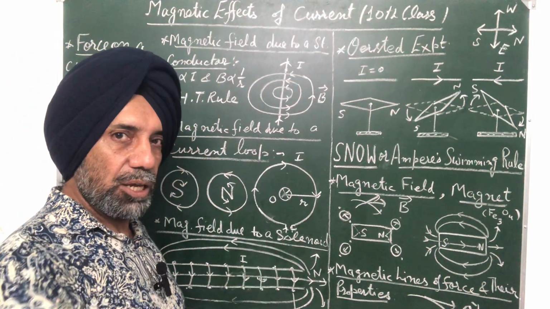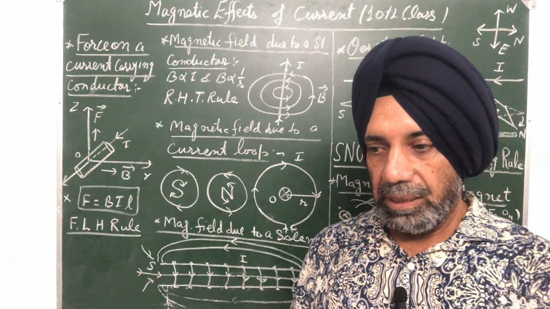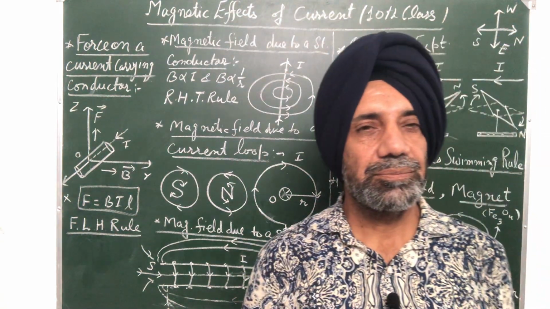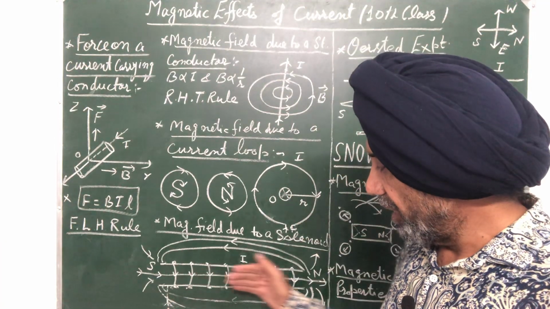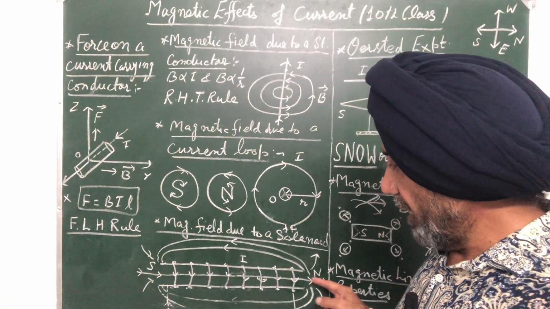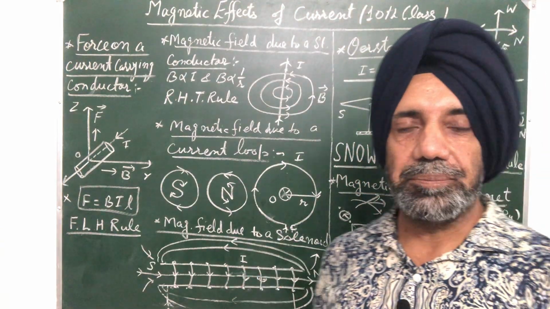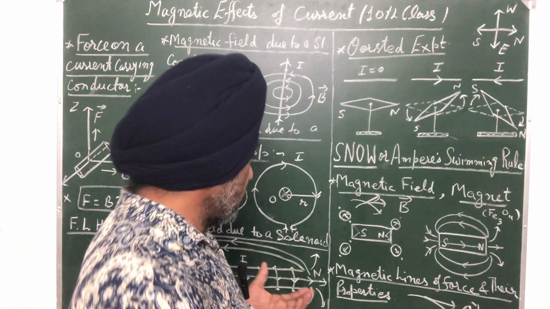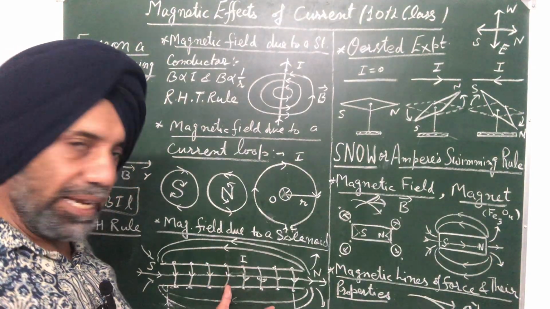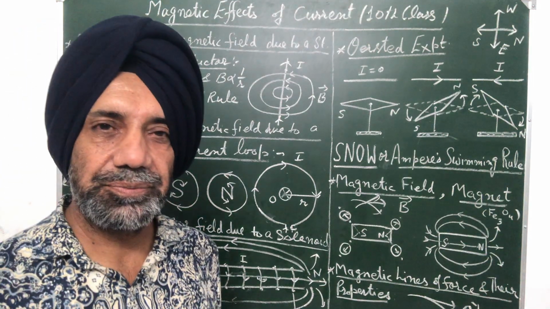Then the magnetic field due to a solenoid. A solenoid is nothing but a copper wire wound on a certain frame, well insulated from each wire, and the length of this frame is very large compared to the diameter of the frame. So a solenoid is in the form of a helix, and the purpose of the solenoid is to produce a uniform magnetic field.